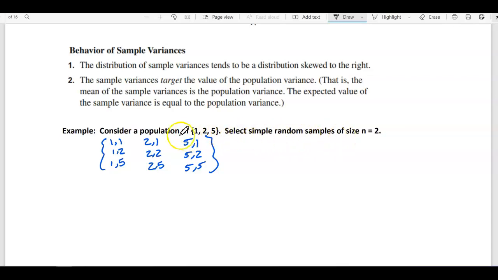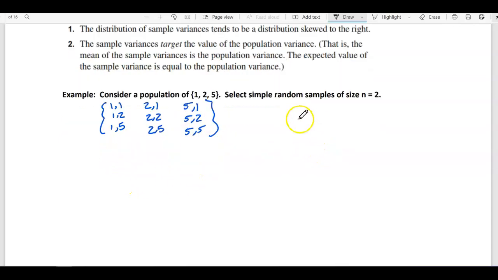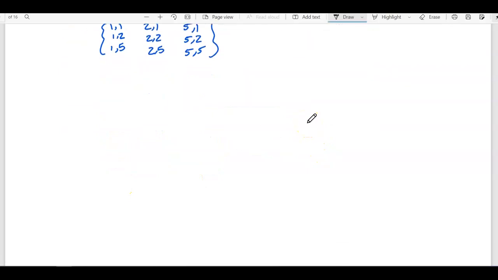So let's do that. We've got 1, 2, and 5. There's our different samples of size 2 from that population of 1, 2, and 5. And we're going to go through and find the sample variance for each. So let's list all the samples. And let's look at the variance.